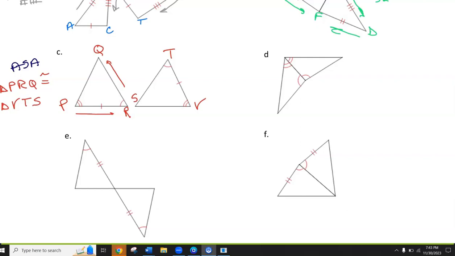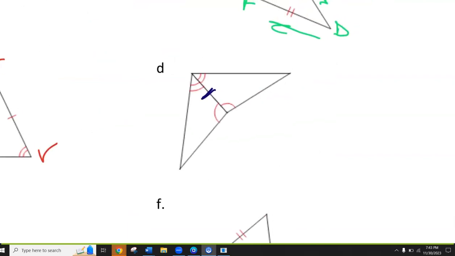Okay, one more. Here's another one. Mark this side, and what will you get for D? You have an angle, which is a single. You have a side and an angle with a double marking. And you have the same scenario here. So you have angle, side, angle congruency.